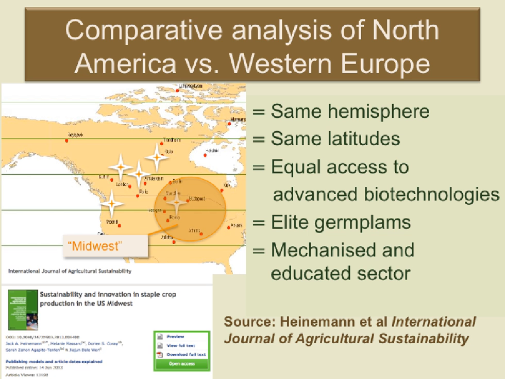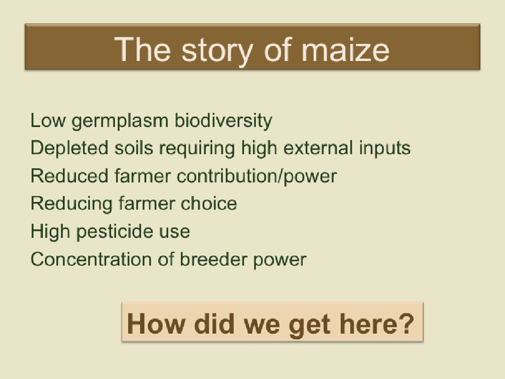We looked at three crops that they had in common, and we began with the first, maize, or what the Americans call corn. What characterizes the North American agro-ecosystem in maize is that it has a low overall germplasm biodiversity. It's grown on increasingly depleted soils, requiring higher and higher input levels, so exogenous sources of fertilizer. There is a reduction in farmer contribution to the production system.